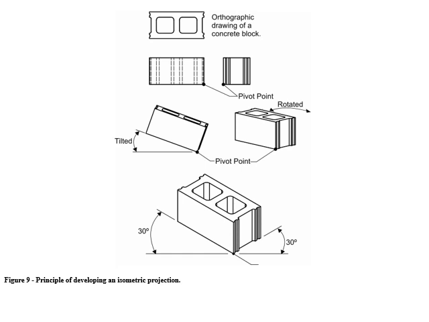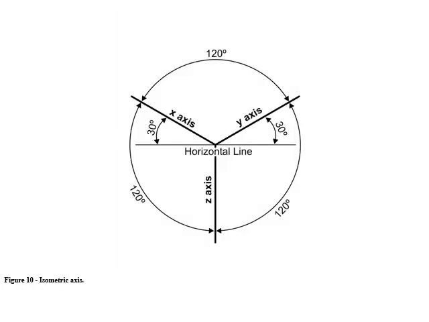And here we have an example of the isometric. So again, the corner faces you, and then your lines on the X and Y axis go back 30 degrees. So this is your isometric axis.